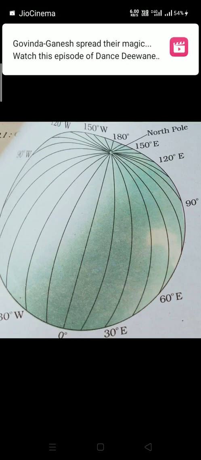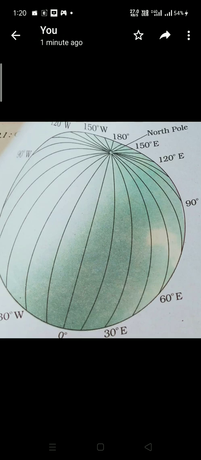So for that, reference lines are drawn, okay? So lines from north to south, vertical lines, are drawn so that the area will fall in that grid, in that square, and we can make it out. Okay, it is exactly over there.